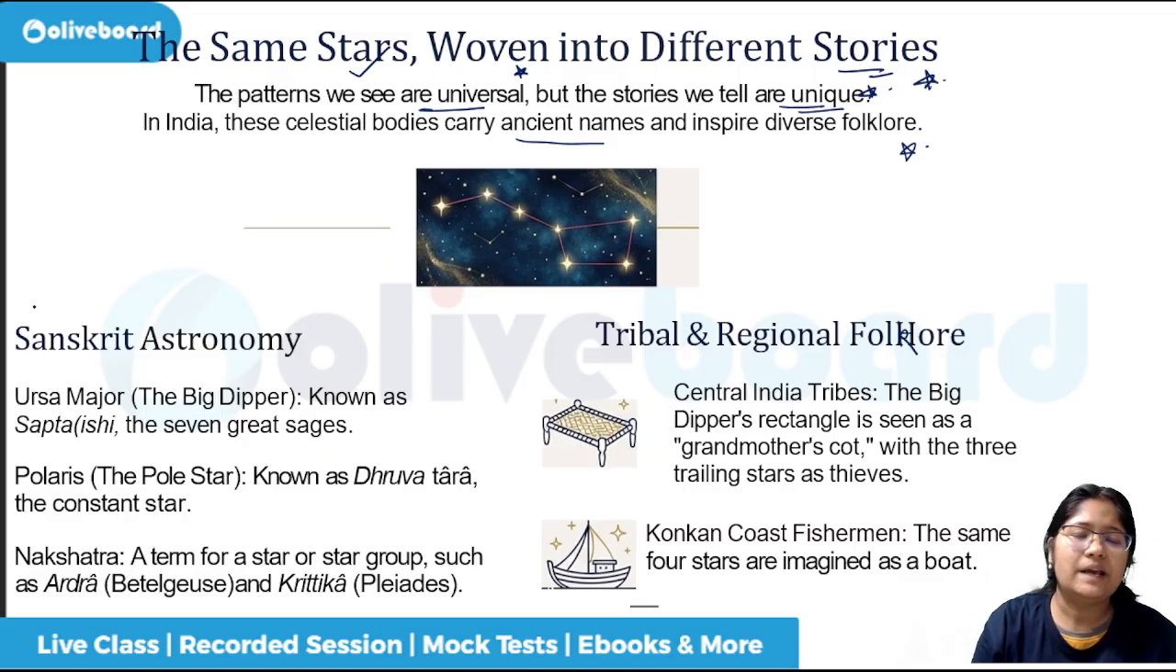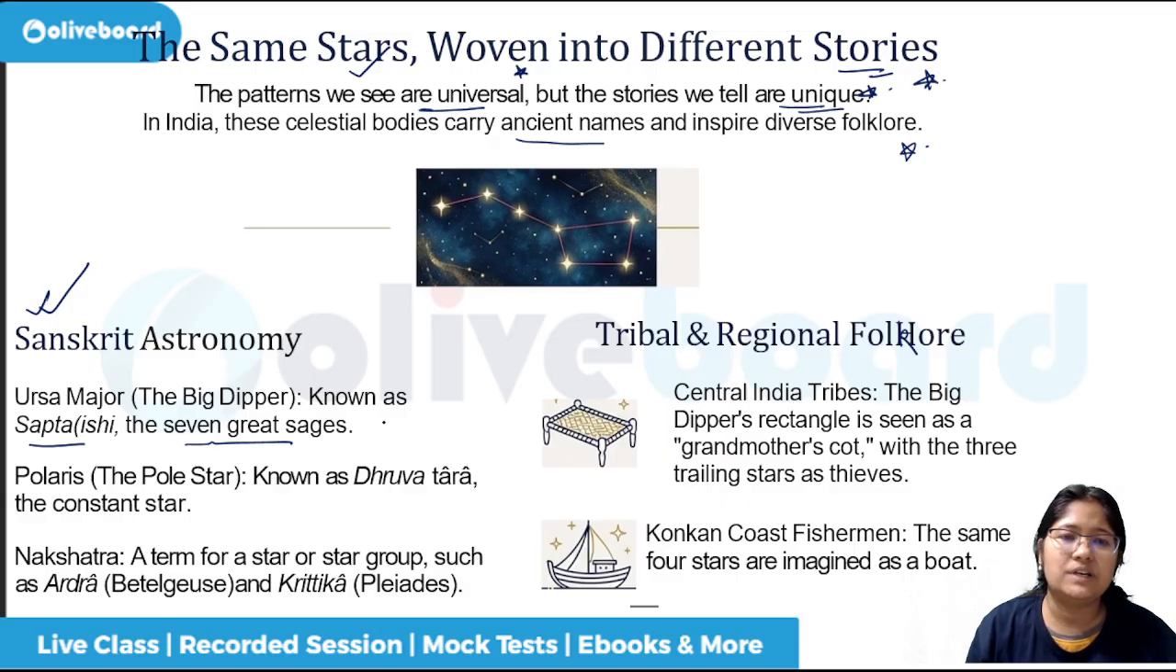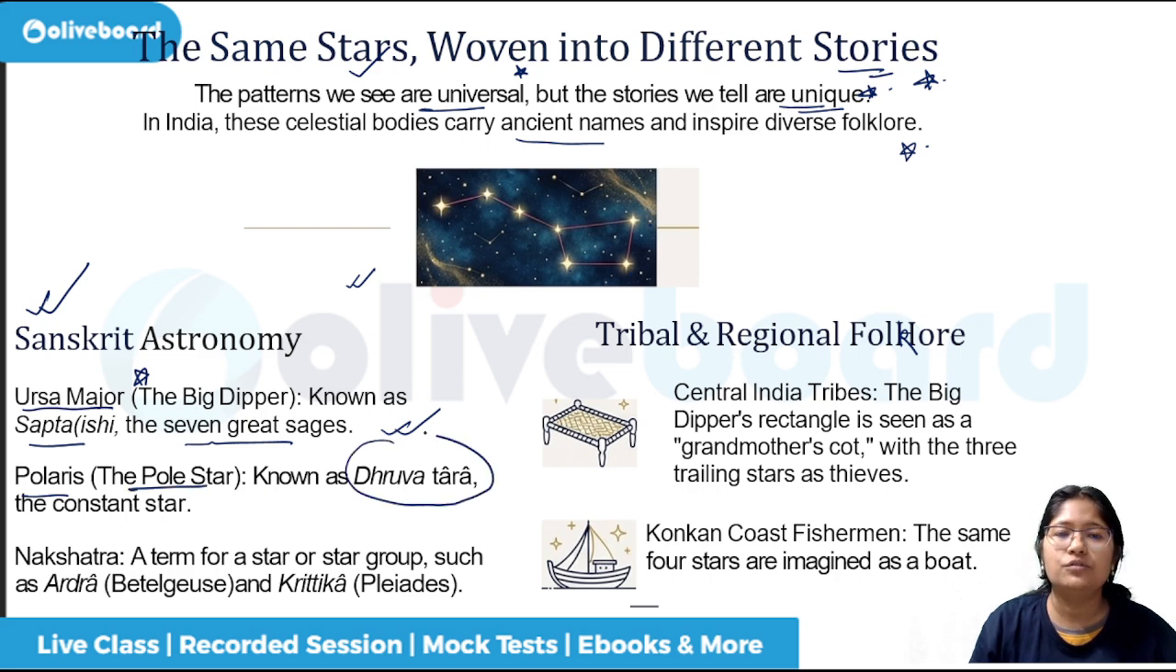Say, for example, in Sanskrit astronomy, there is the Sapta Rishi. Sapta means seven, Rishi means sages, and Sapta Rishi is the great seven sages. As you can see, 1, 2, 3, 4, 5, 6, 7. So these are the great seven sages. This is known as the Big Dipper or the Ursa Major. Then there is the Polaris or the pole star, which is also known as the Dhruv Tara.